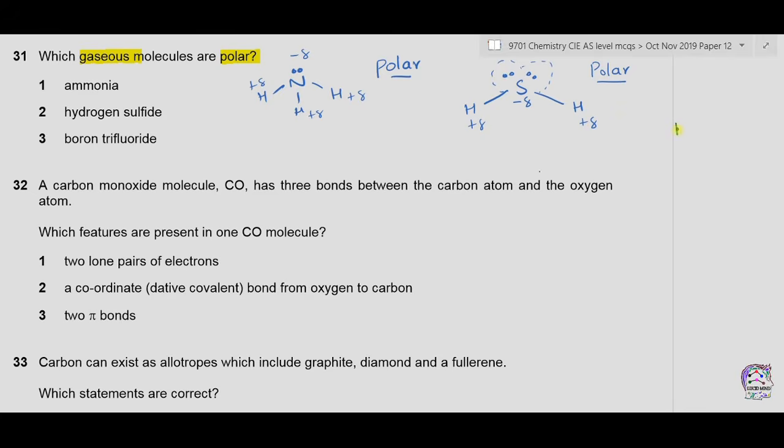Third compound is BF3. Boron has 3 electrons in the outermost shell and it forms 3 single covalent bonds with 3 fluorine atoms. The bond angle is 120 for each bond and the structure is trigonal planar. Fluorine is a very electronegative element, so it would have partial negative charge. As we can see, there is even distribution of bonds around the central atom. So therefore net dipole will be equal to 0. Therefore this BF3 compound is non-polar.